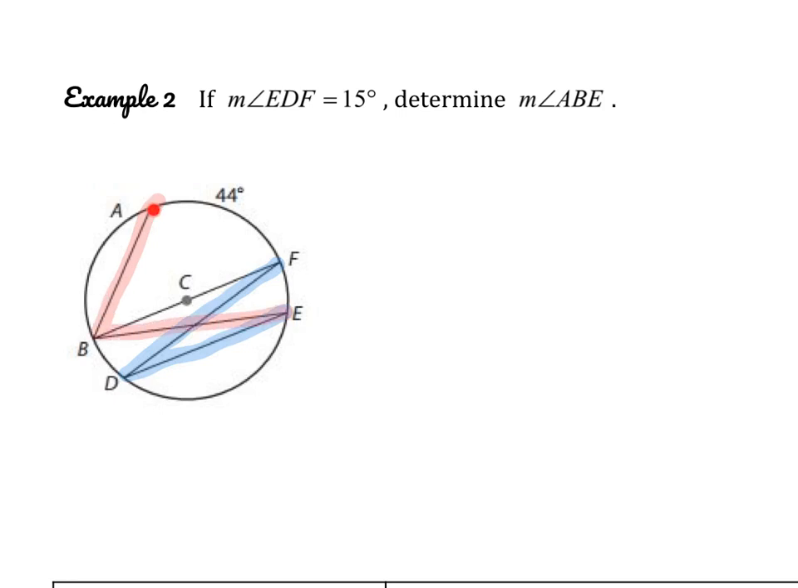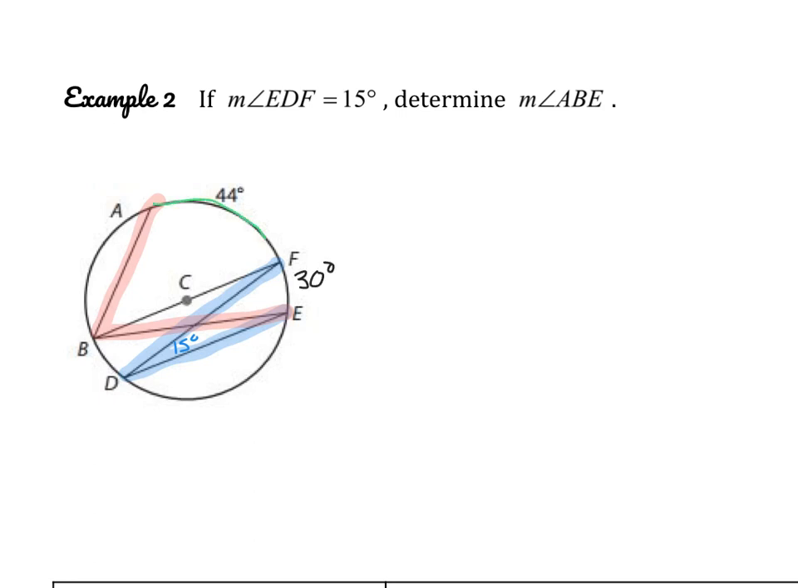You can see that ABE is an inscribed angle. So if we knew what this entire arc length is, then we could find the angle. However, we are missing this portion. Luckily, we were given that this angle was 15 degrees, which means that arc FE is double that. So this is 30 degrees.